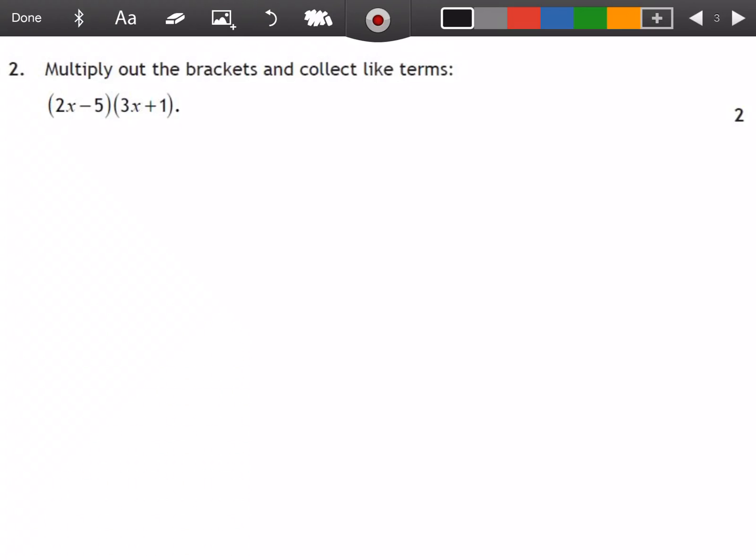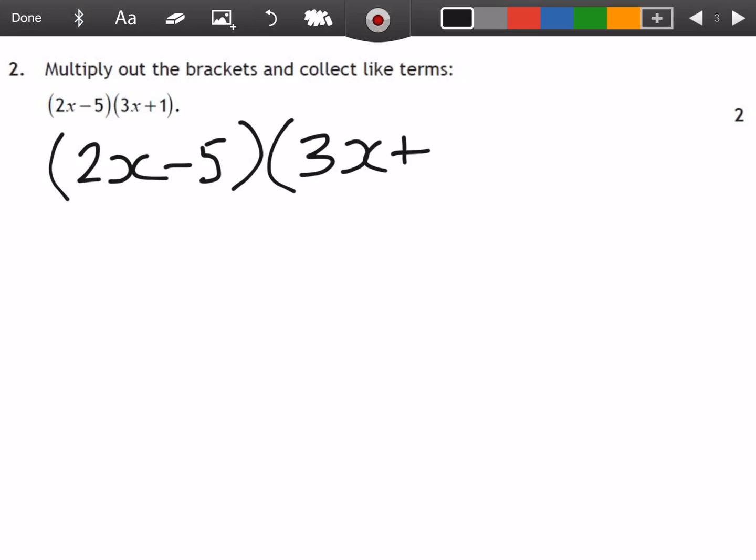Next one, multiply out the brackets and collect like terms. Pretty standard exam paper question. It's a 2-mark question, okay, so I'm going to write it out a wee bit bigger. You wouldn't need to write this out bigger, it's just me.